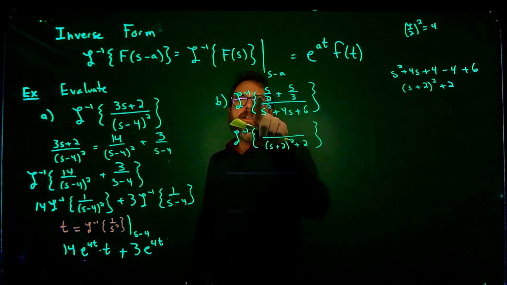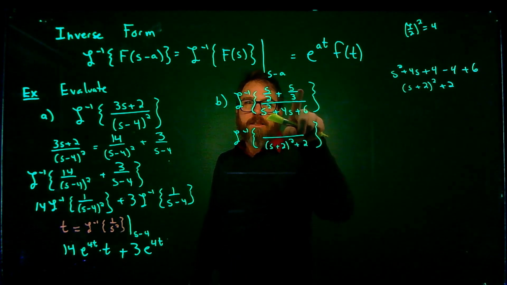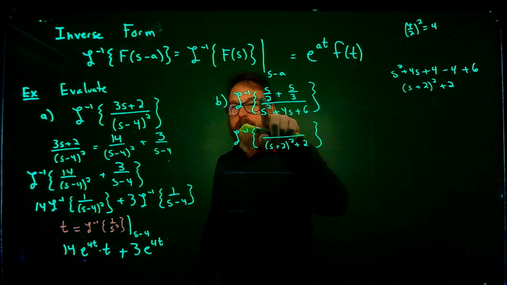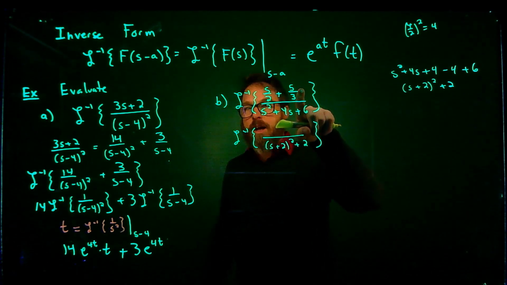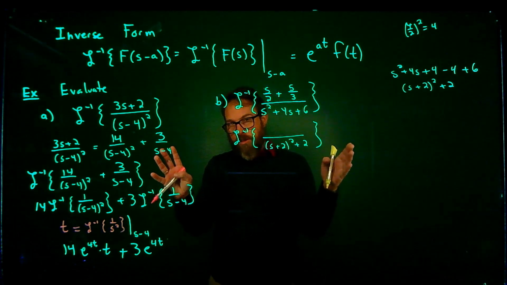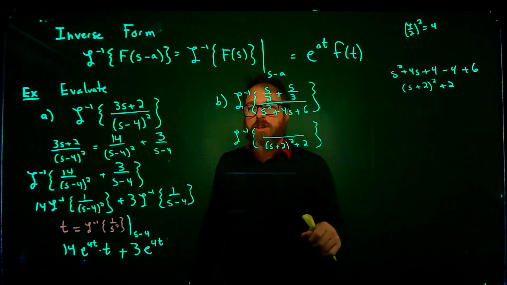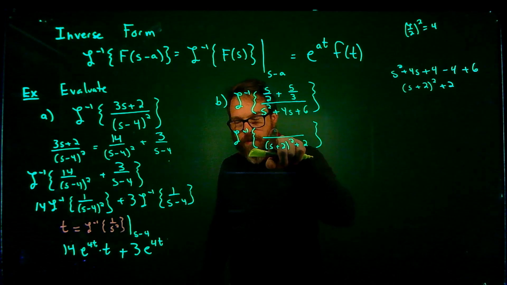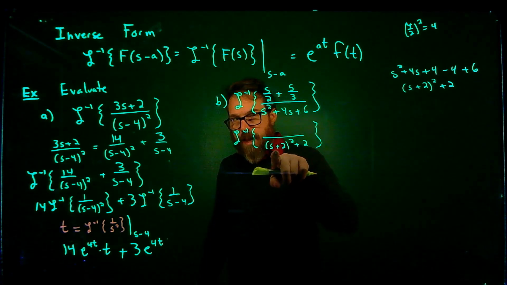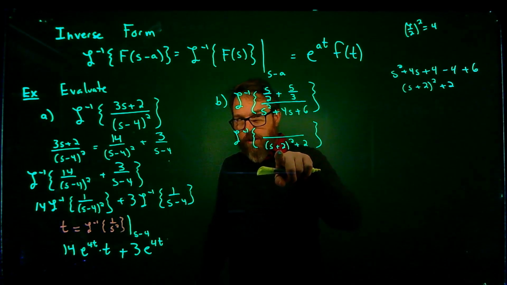Now, this has an s in it, and this is a constant. So I know the ones that have s's are your cosines, and the ones that are constants are going to be your sines. So I'm going to have to break this apart. But for the translation theorem to work, I can't have an s above here. I need it to share the exact same s plus 2 inside here.